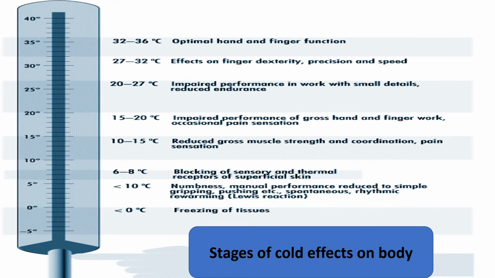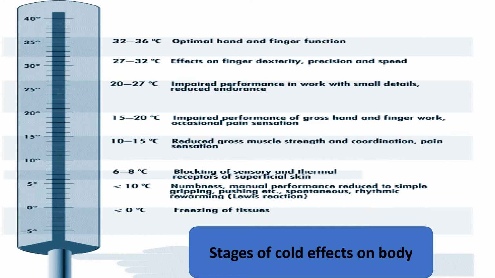From above, from 36 to 32 is optimal hand and finger function. Still the function is present from 32 to 27, with effects on finger dexterity, precision, and speed. From 27 to 20, impaired performance in work with small details and reduced endurance.